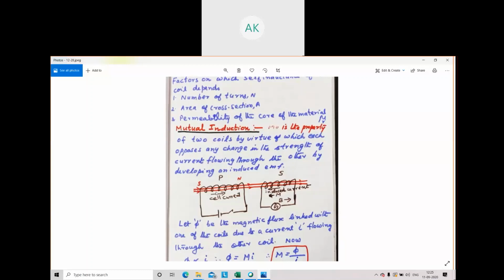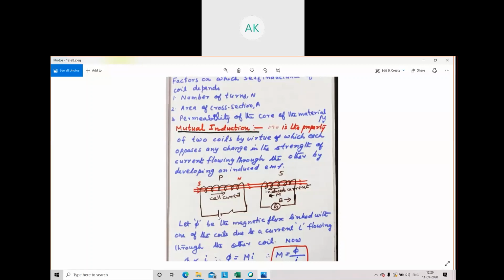We send current through the primary coil. You can see a tapping key also. Just when we press the key, current flows through it from 0 to maximum value. It will take some time to reach from 0 to maximum value due to back EMF induced in the coil.